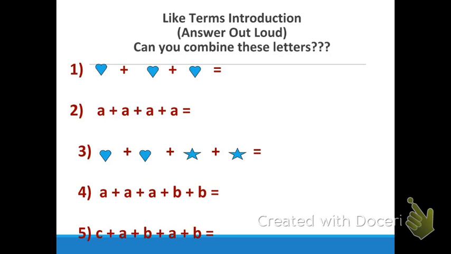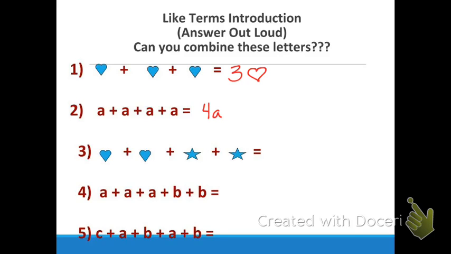The first one says, you have one heart, you add another heart to it, you add another heart to it. What do you have? 3 hearts, right? Pretty simple. You don't have this, so don't try to copy it. We're just looking right now, okay? All right, how about the next one? If I have A and another A and another A and another A, what do I have? 4. I have 4 A's. You with me?